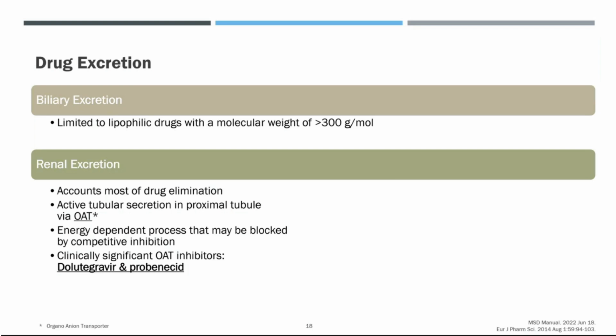This is because it accounts for most of the drug elimination process, and this is an active tubular secretion in the proximal tubule through the organic anion transporter. The renal excretion process itself is energy dependent, and it can be blocked by competitive inhibition of the OAT.